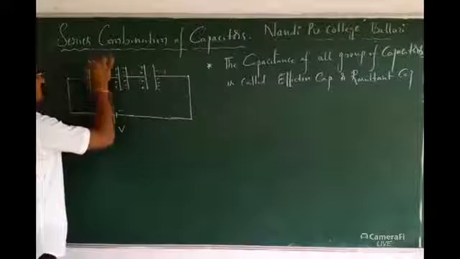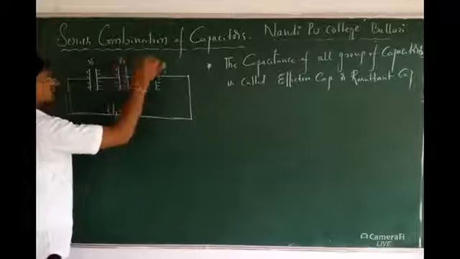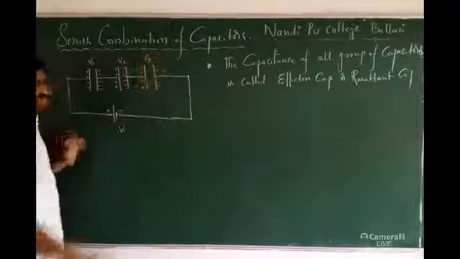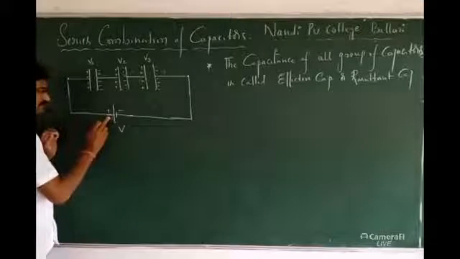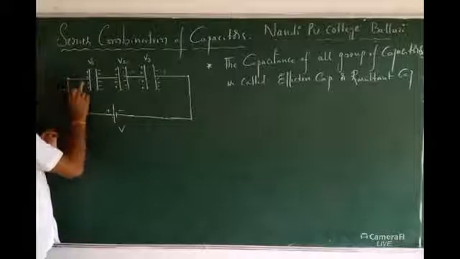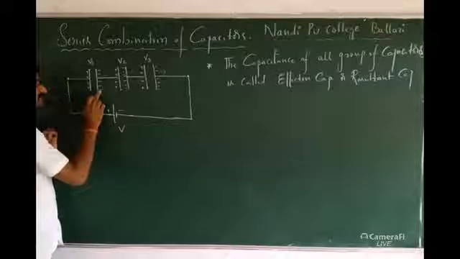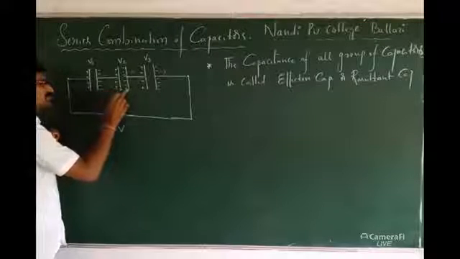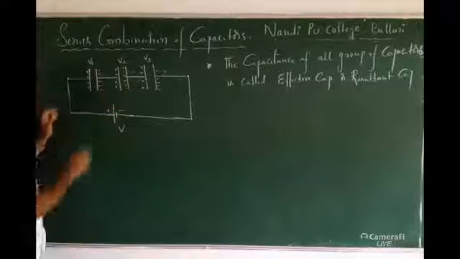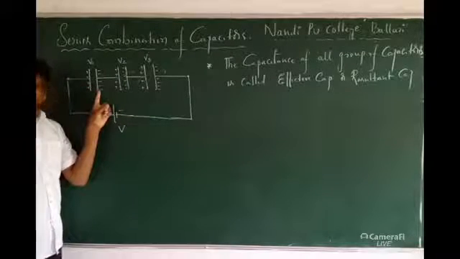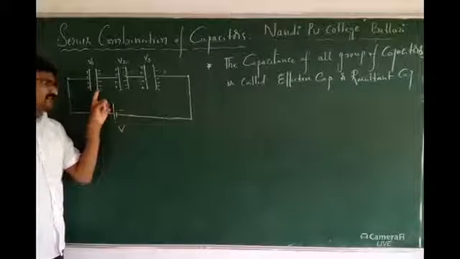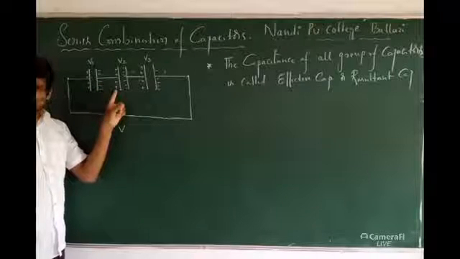What is the potential here? V1. Here? V2. Here? V3. Three different potentials. Now in this way, positive and negative charges are induced here, here and here. See, the same line: this positive charge induces a negative charge, and this negative charge induces a positive charge.